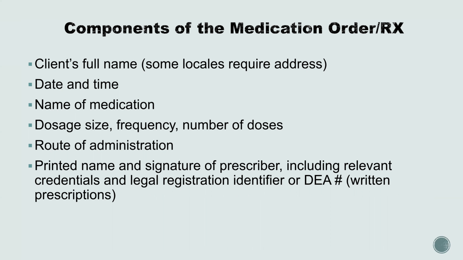What needs to be on the medication order? This means, what does the physician give to you to tell you what medication to give, and what has to be on that? So the client's full name, the date and the time, the name of the medication, the dosage size, so how many mils or how many milligrams, the frequency, how often, Q6 hours, Q8 hours, Q2 hours, every day, and then the number of doses, how many total doses, right?